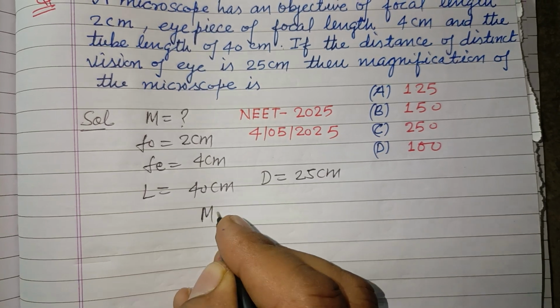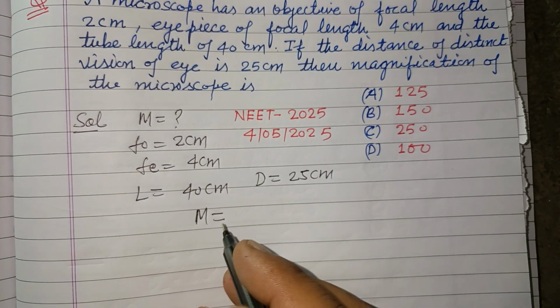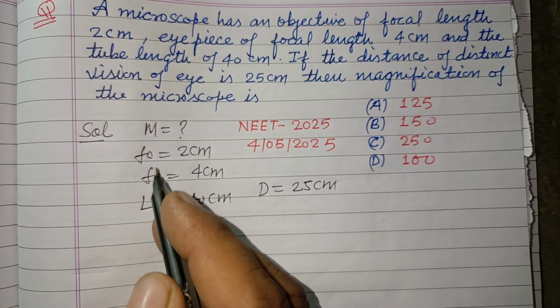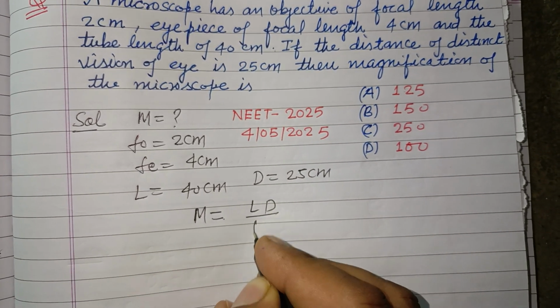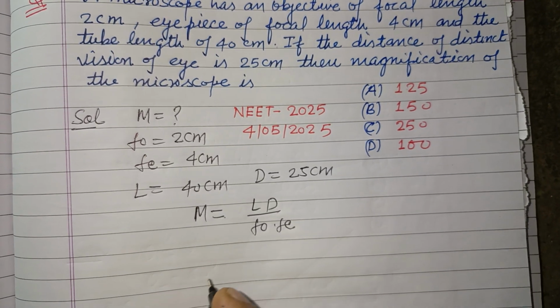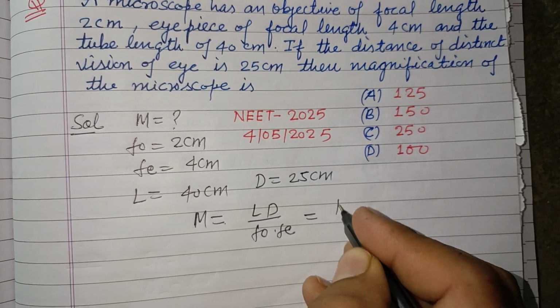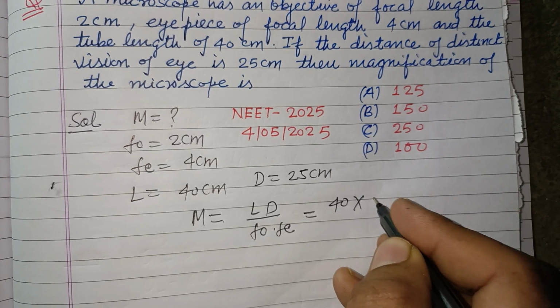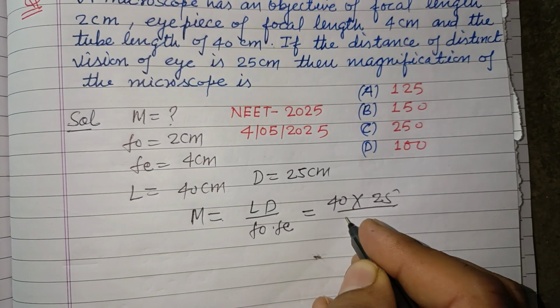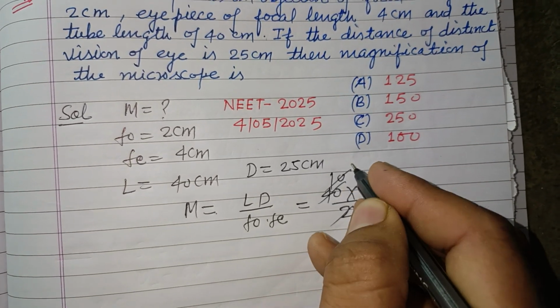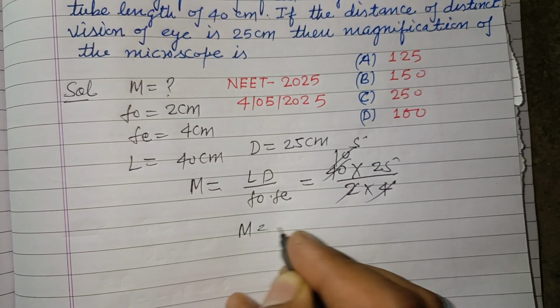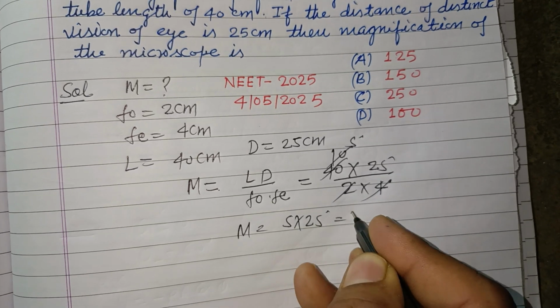So the formula of magnification, if these points are given, is L D over FO into FE. So L is 40, D is 25, FO is 2 and FE is 4. So 4 times 40 and 25 is 10. So M equals 5 into 25, that is 125.